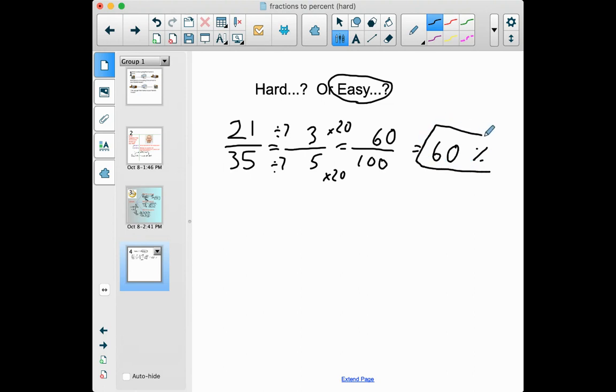Now, could you have divided and made it a percent? Sure, but you didn't have to, right? So you might want to think, can I reduce the fraction first? And if you do, you might get one of the easier problems.